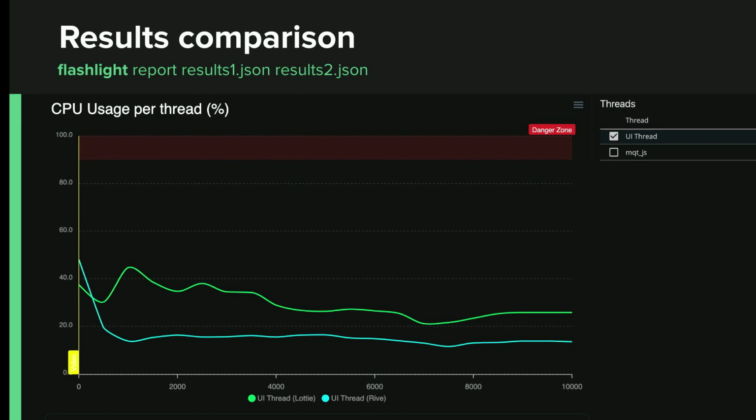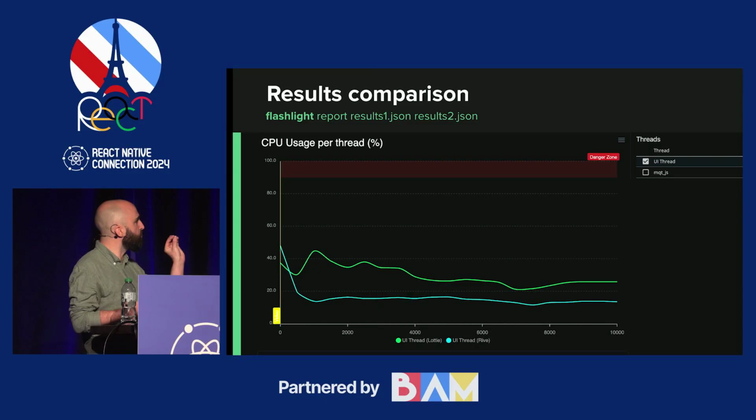Another great thing with Flashlight is that once you have done your measurement, you can compare the JSON. So you take two JSON files here and compare them, so you can really inspect the CPU usage. And then you can also check specifically the thread that is impacted. So here I've just chosen the UI thread because it's the most interesting one in animation. We don't want to block the UI.